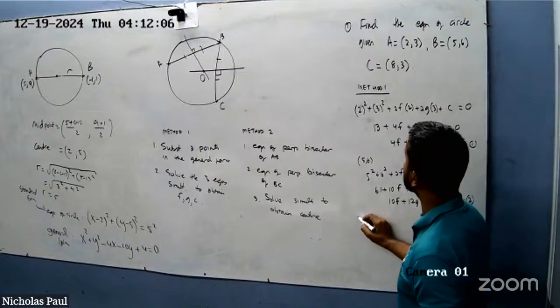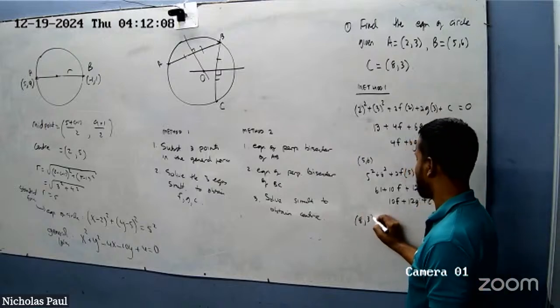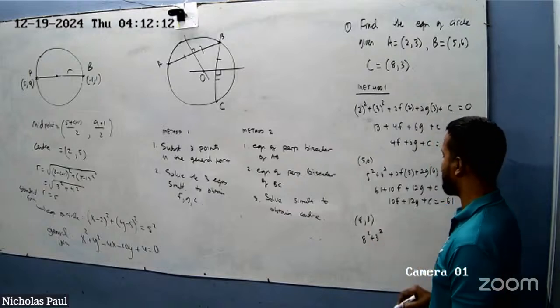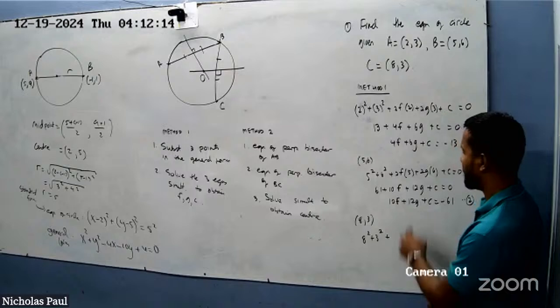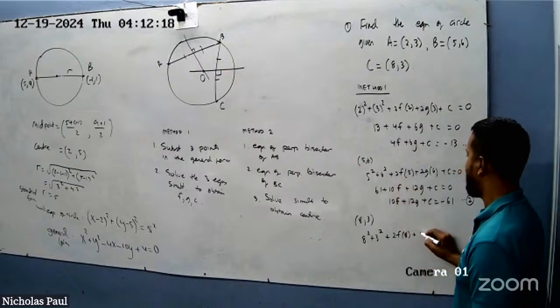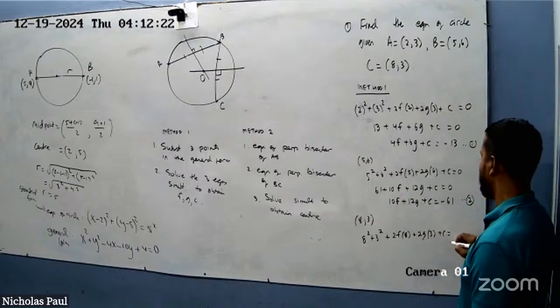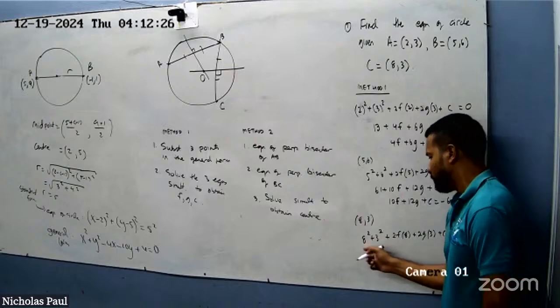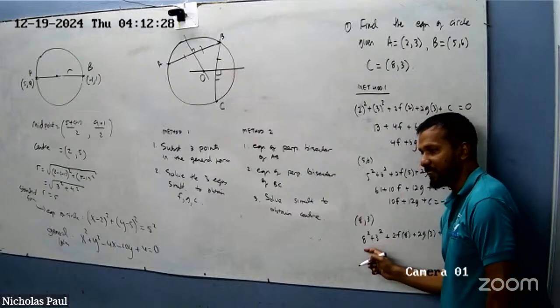Probably the wrong class. I'm telling next class. You have 8 squared plus 3 squared plus 2f by 8 plus 2g by 3 plus c is equal to 0. So when you work this out, what do you get here? What's this? 9 and 64?